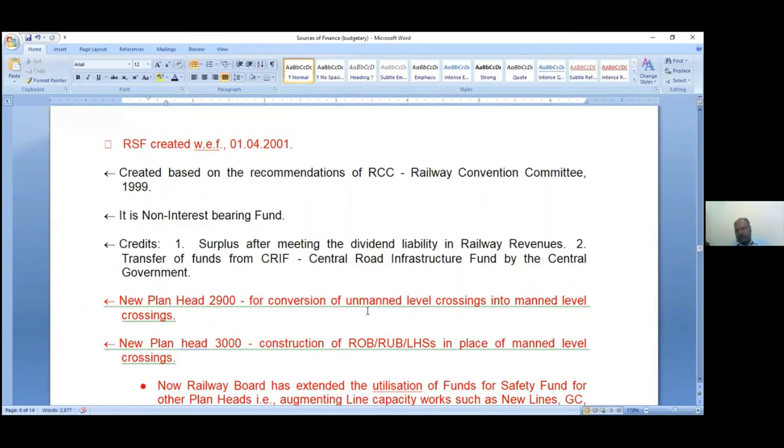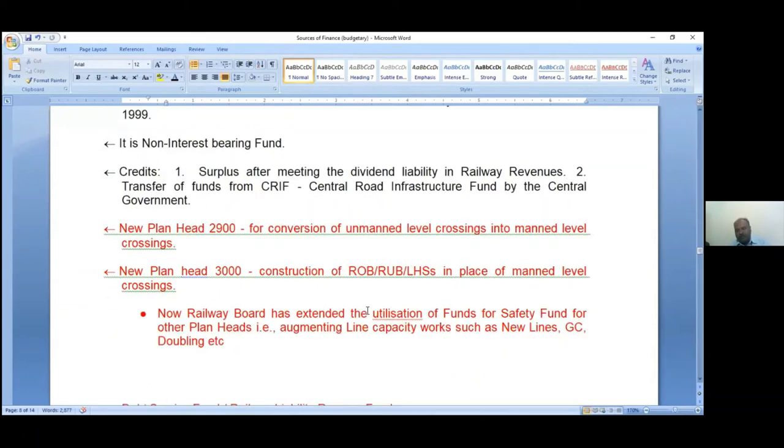Here the Railway Board has created two new plan heads. One is for manned level crossings, and the 30th plan head is the construction of road over bridge or road under bridge or limited height subway in place of manned level crossing.